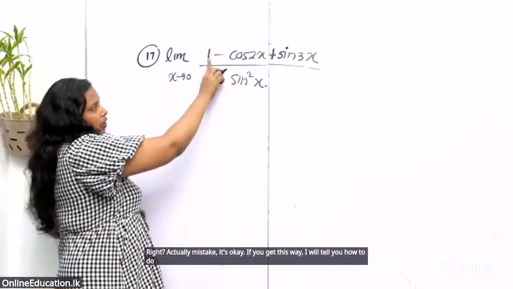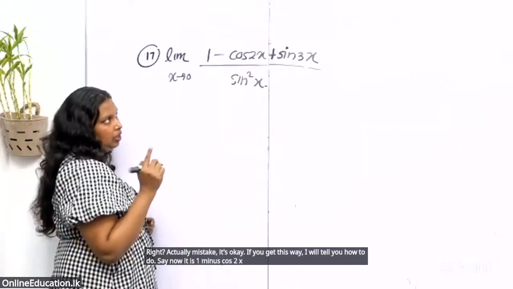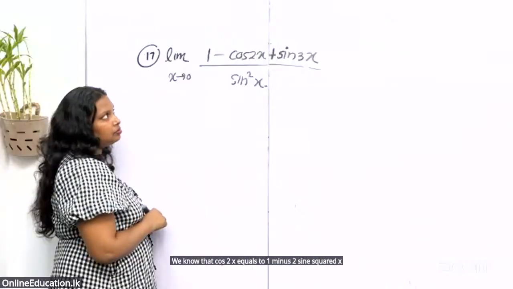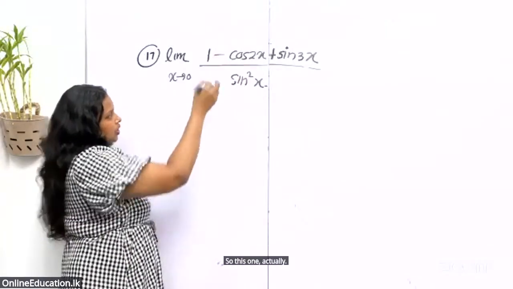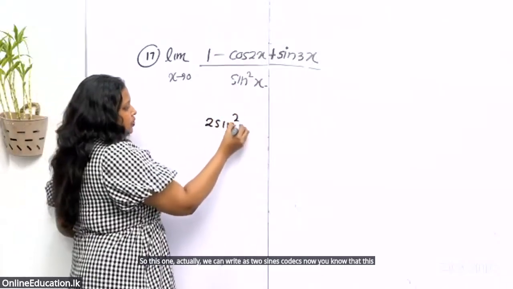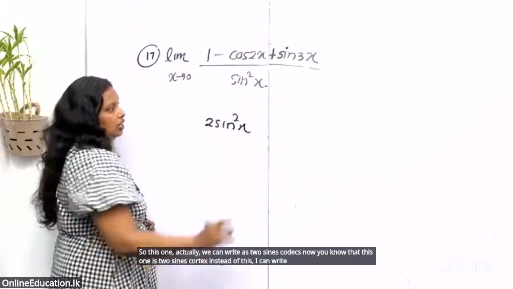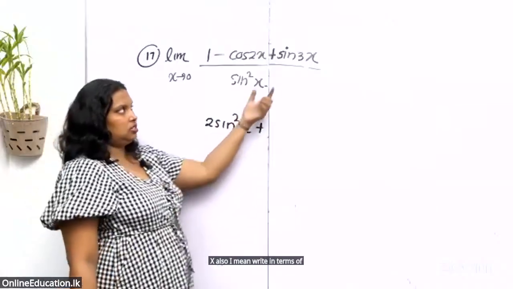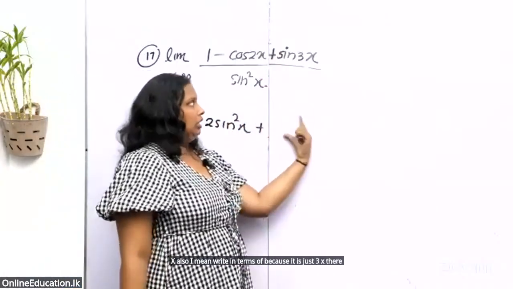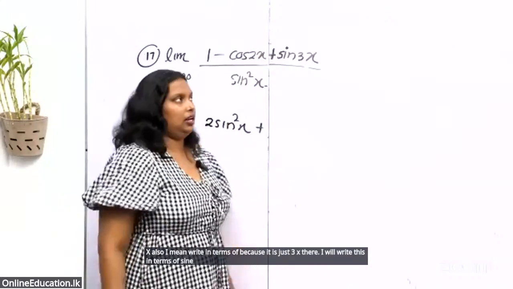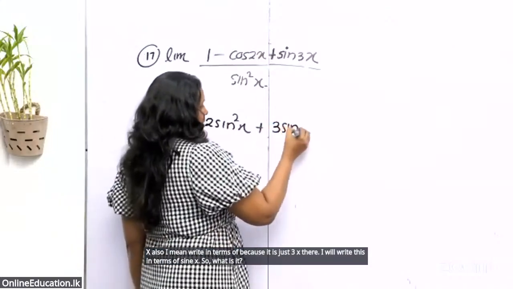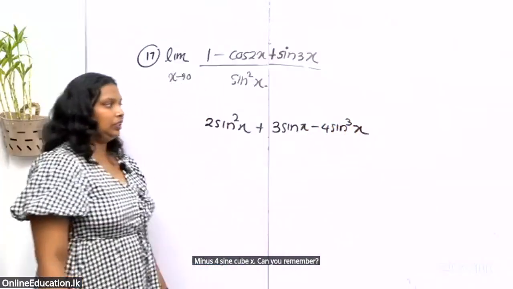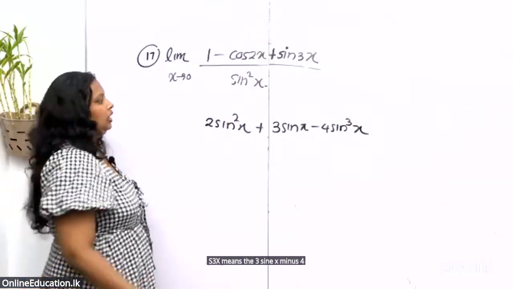See, now it is 1 minus cos 2x. We know that cos 2x equals 1 minus 2 sine squared x. So this one we can write as 2 sine squared x. Plus, sine 3x I will also write in terms of sine x, because it is just a 3x there. So what is it? 3 sine x minus 4 sine cube x. Can you remember? Sine 3x means 3 sine x minus 4 sine cube x, right?